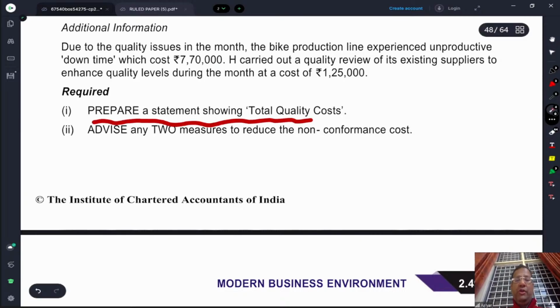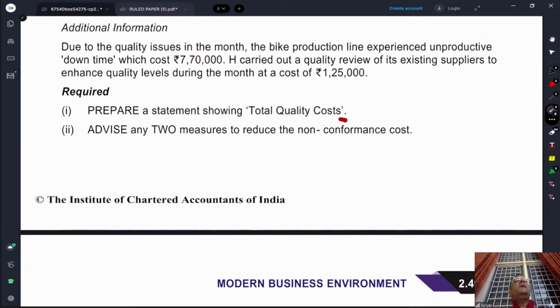Prepare a statement showing total quality cost. Just recall, beta, what are the two major bifurcations of quality cost, and then further each bifurcation is subdivided into two parts. So the total 4 quality costs are there in a quality statement. What are they? Conformance cost and non-conformance cost. Conformance cost will be sub-bifurcated into two parts: prevention cost and appraisal cost. Non-conformance cost will be bifurcated into two parts: internal failure and external failure.